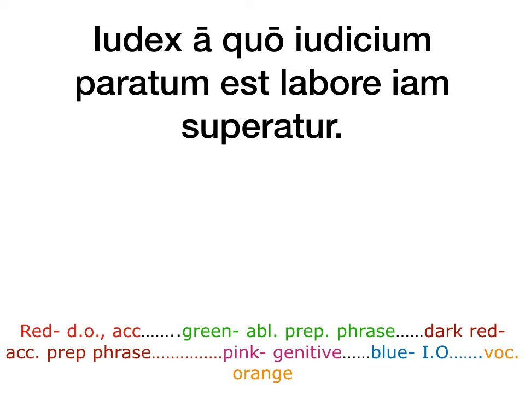Iudex aquo, iudicium paratum est labora iam superator. So left to right here, first thing I'm seeing, iudex, that means judge, right? It's a newer word. And that must just be our subject, right? Think of that I as a J. Think of the word judicial. Who are people who are judicial? What was Paris made to be in that story this week? Oh, a judge. Okay, so it looks like our subject is just going to be the judge, right? All right. Okay, I'll keep moving.